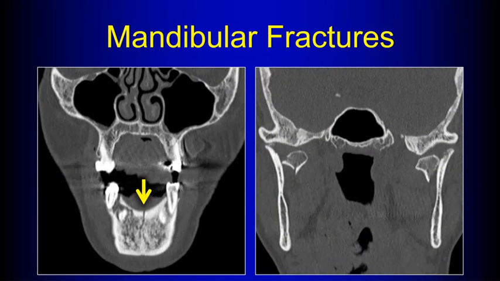This is another pattern that's fairly common, where if you have a fracture through the condylar neck, the fracture component, including the condylar head, will get displaced anteriorly, medially, and inferiorly by forces directed from the muscles of mastication.